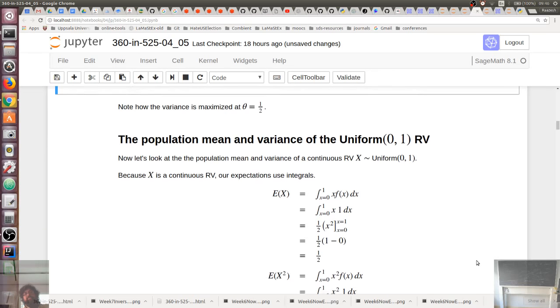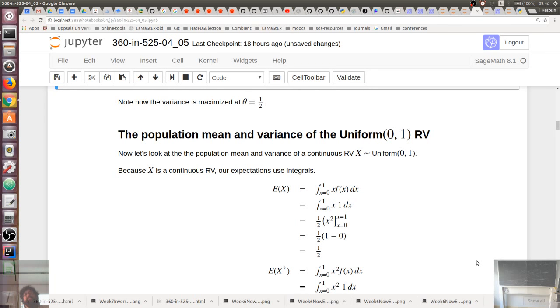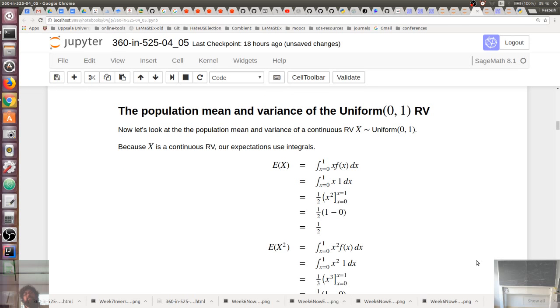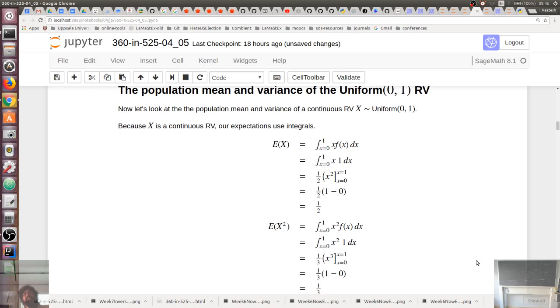Okay, population mean and variance of the uniform 0-1 random variable. This is the other thing we'll slightly march through mechanically because it's continuous, but it's exactly the same idea, except now instead of evaluating the expectation for the discrete thing, yeah?